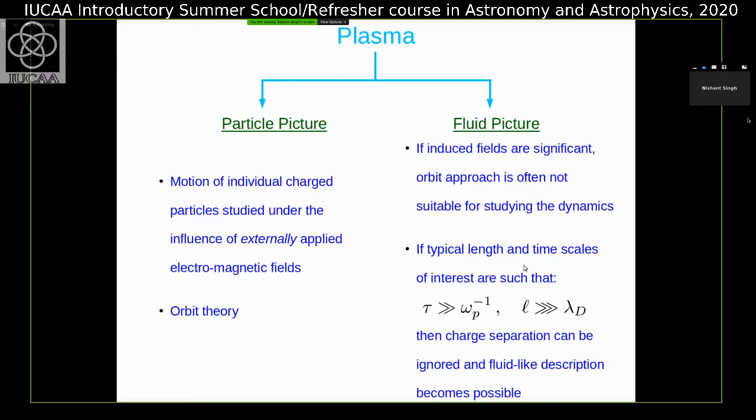And if the typical length and time scales of interest are such that the time scale is much larger than the inverse plasma frequency, so it's basically dealing with slow dynamics, and the length scale is much larger than the Debye length. The Debye length typically is even smaller than the mean free path. So if the system scale is much larger than the Debye length, and these conditions are obeyed, then the charge separation can be ignored and a fluid-like description becomes possible. So we are mostly dealing with this situation here.